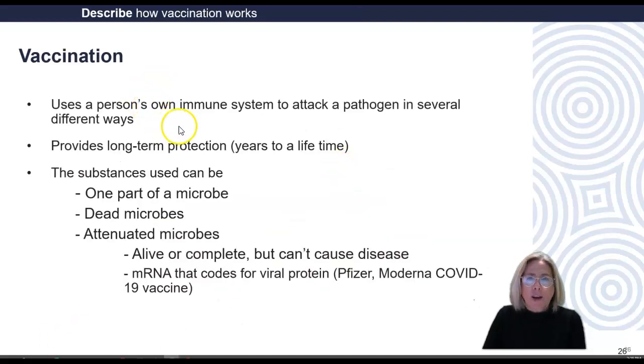So just a little bit more about vaccination now. Of course, vaccination uses a person's own immune system to attack a pathogen in several different ways. It does provide long-term protection, usually years to a lifetime, although I did mention that the immunity to the common cold is not very long. And I guess that explains why we're always getting colds, right? The substances that we can use in a vaccine include a particular part of a microbe, or a dead microbe, or a diluted, attenuated microbe, which is still alive, but it doesn't cause disease.